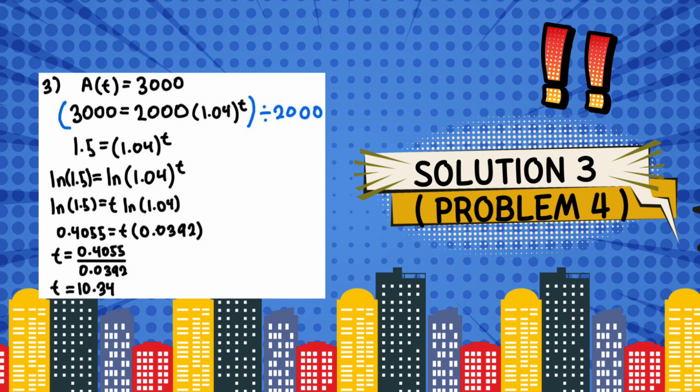To calculate the value of t, we must take ln on both sides. After we take ln, we can bring the t to the front and calculate the value of the ln on both sides. After that, we can bring the 0.0392 to the left, so it will divide 0.4055, and in the end we will get t equal to 10.34. So the time it will take for the account balance to reach 3000 is approximately 10 years.